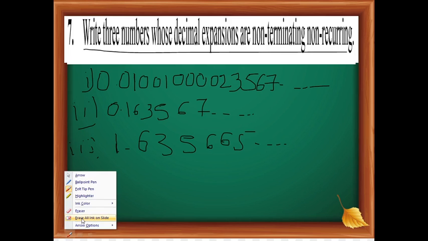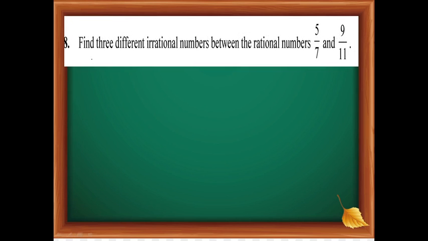Moving to next. Find 3 different irrational numbers between rational numbers 5 by 7 and 9 by 11. Okay, you had some problems in the last video. There the denominators were the same, but here the denominators are different. How to solve this? You should make the denominators the same again. What we should do here, they have asked for 3 different irrational numbers. We should find what is 5 by 7.